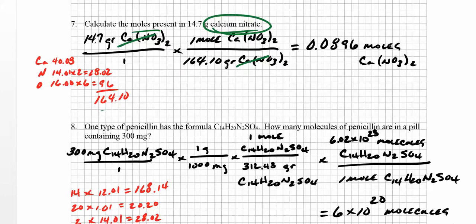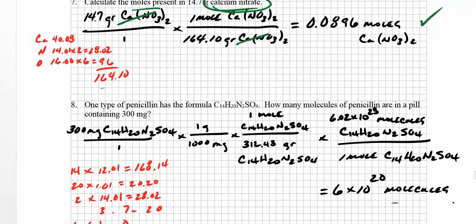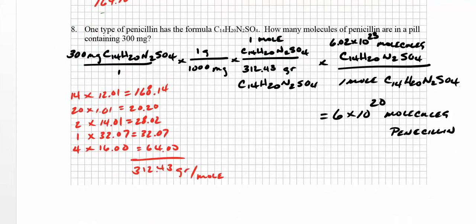Divide these two numbers and you get this number, 0.0896 moles of calcium nitrate. That is the correct answer to the correct number of significant digits. And now we go to number 8.